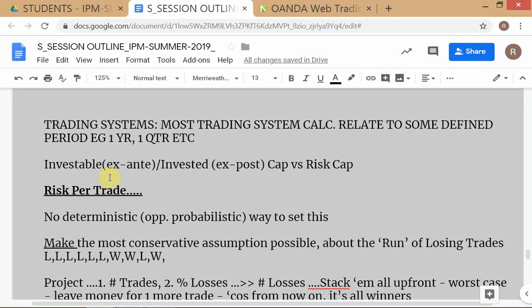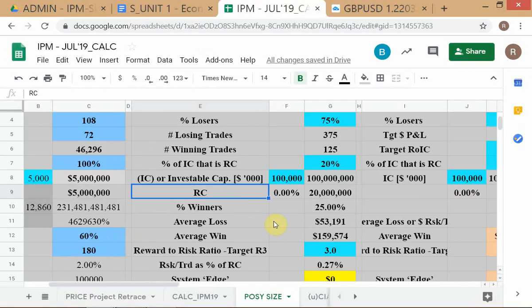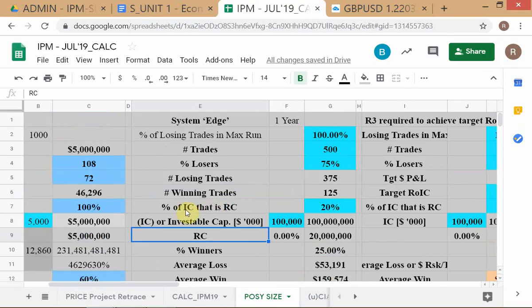Is this clear? The more important distinction is between IC and RC, that is, between invested or investable capital and risk capital. That is the more important one. Within IC you can also have investable or invested. That's not so important, but still something you should be aware of. So this is how you do your risk planning, and you need one more term.